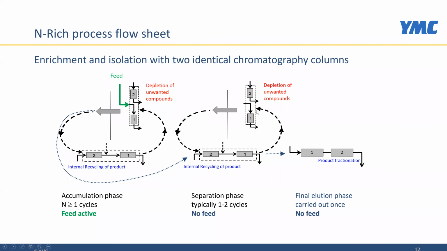Then in the second phase, the separation phase, we deplete the unwanted compounds. We do not inject new feed. And then in the final gradient elution, also we do not inject feed. We just do a single step for eluting the 2 columns in series, and then we do a fine fractionation.